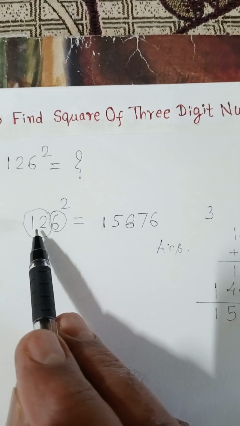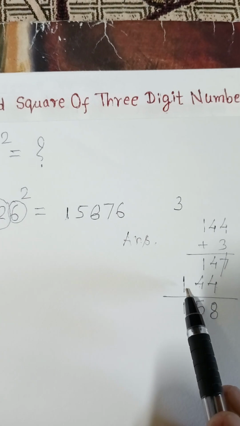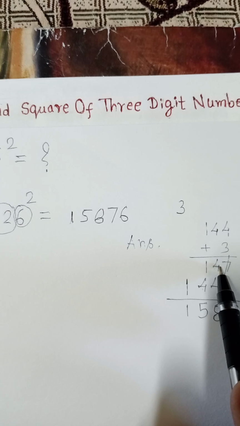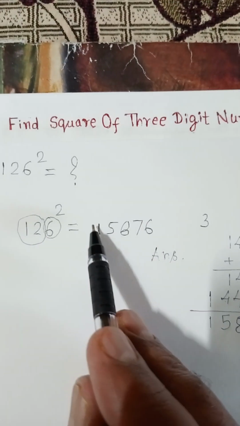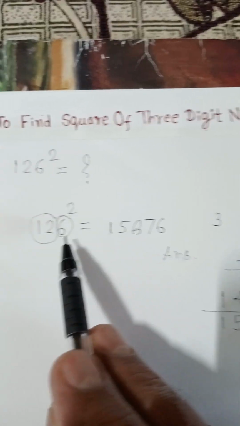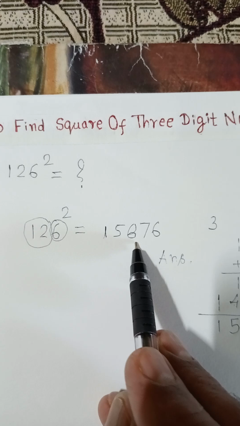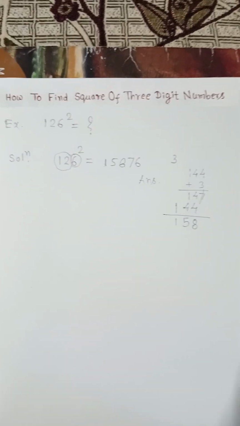Then make square of 12. Square of 12 is 144 plus carry 14. Addition is 158. Write here 158. Square of 126 is 15,876. Is answer.